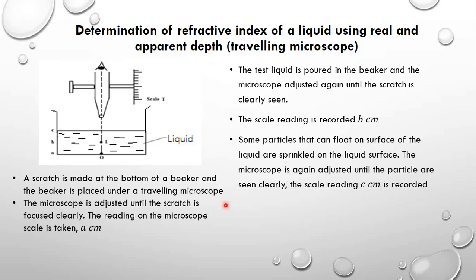Then again, we are going to determine the refractive index of that liquid using the formula N is equal to C minus A divided by C minus B. That's how we shall determine the refractive index of that liquid.